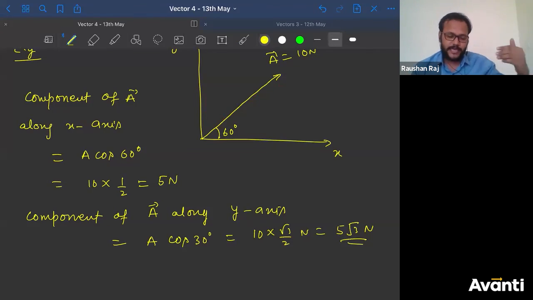So this is how you have to find the component of any vector along any of the line. कोई भी line दे दे, x है, y है, z है, कुछ भी है. Just find the angle made by the vector with that line. Simple. And the vector into cos of that angle is the component. यही याद रखना है आपको, और कुछ नहीं.